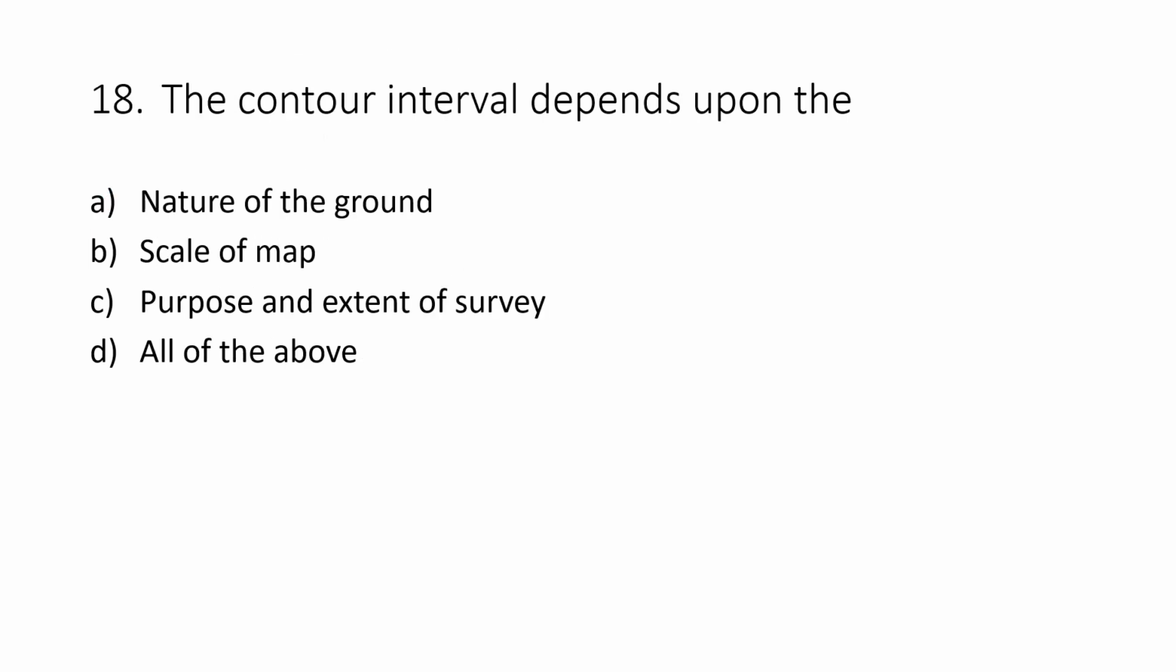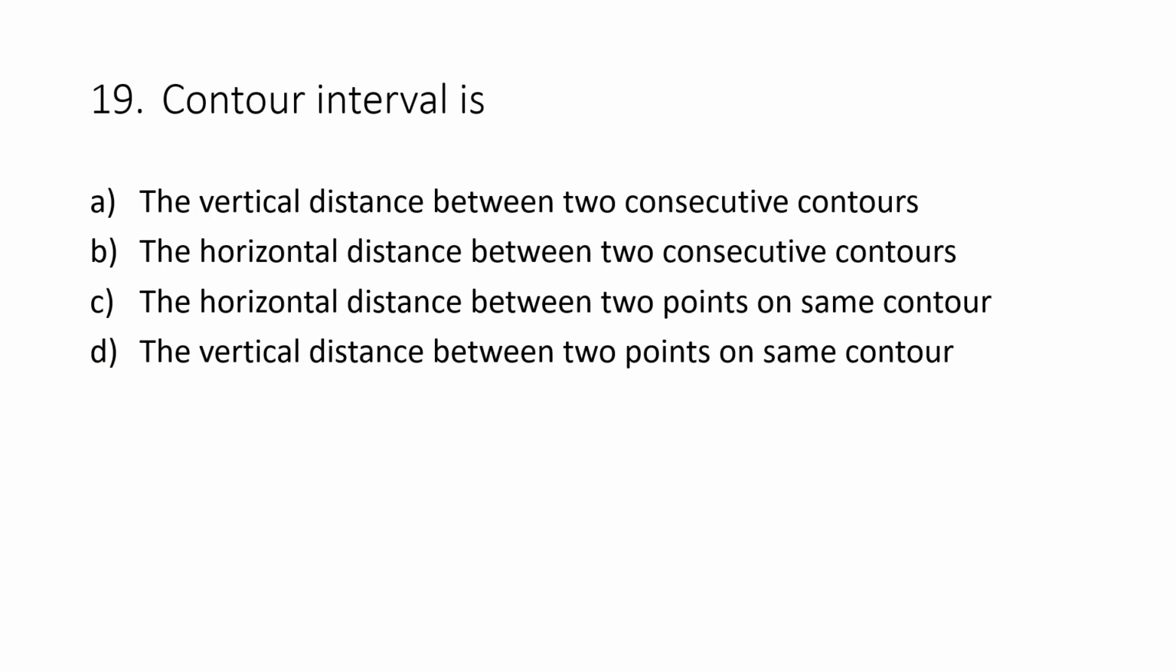Next, the contour interval depends upon nature of the ground, scale of the map, purpose and extent of the survey, all of the above. Answer is option D. Next is the contour interval is the vertical distance between two consecutive contours, horizontal distance between two consecutive contours, the horizontal distance between 2 points on same contour, the vertical distance between the 2 points on same contour. The answer is option A.